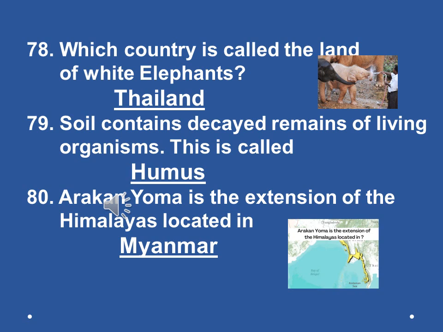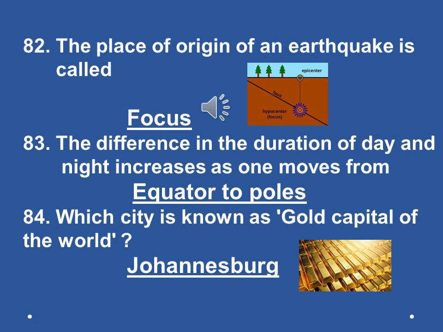The smallest gulf in the world is the Gulf of California. Which country is called the land of white elephants? Thailand. Soil contains decayed remains of living organisms; this is called humus. Arakan Yoma is the extension of the Himalayas located in Myanmar. The place of origin of an earthquake is called the focus.